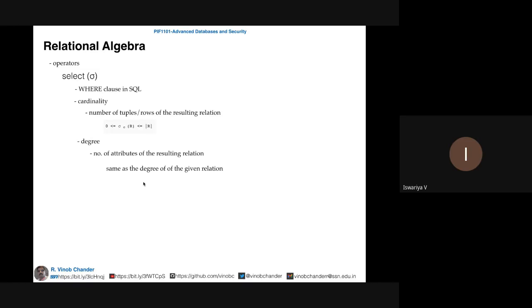So that is getting started with relational algebra, and we have seen the various operators that are available and that we can make use of, and we just had a taste of the select operator. All right, so let us stop here and continue our discussion in the next class.